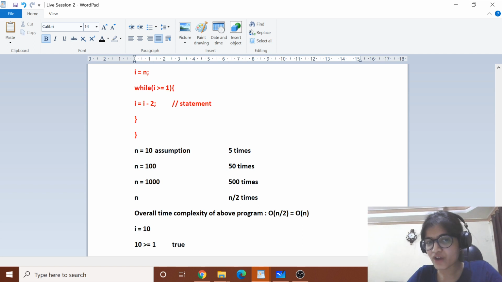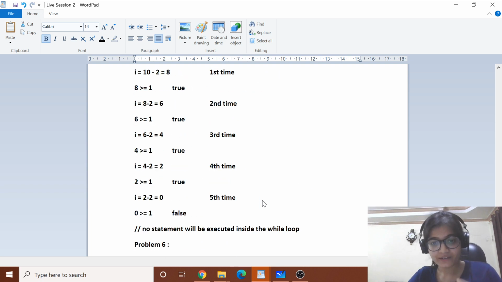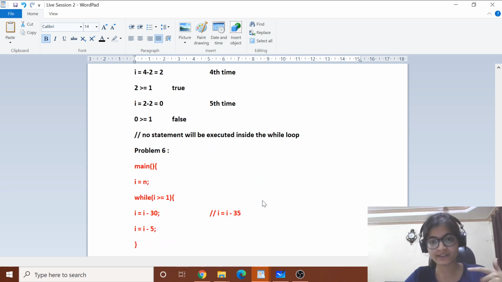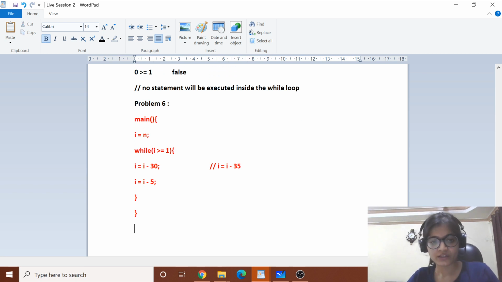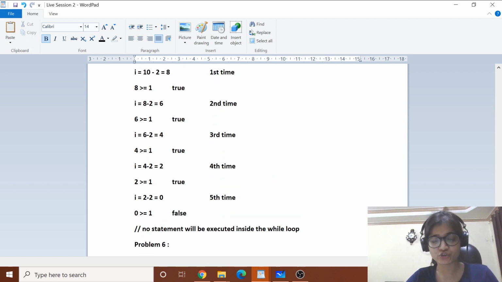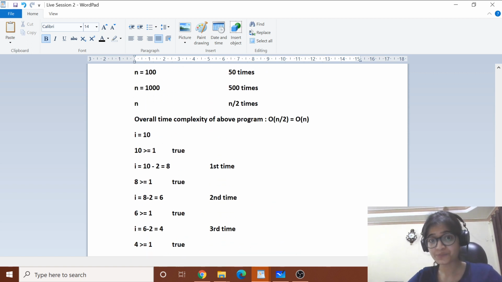from the analysis of the above program, what we have seen is that when 2 times decrement is happening, then n by 2 times the statement is executing. So if your value of I is decremented 35 times, how many times will this loop run? Obviously for the value of n, this loop will run n by 35 times. There is no need to re-evaluate and show all these steps again to you guys.